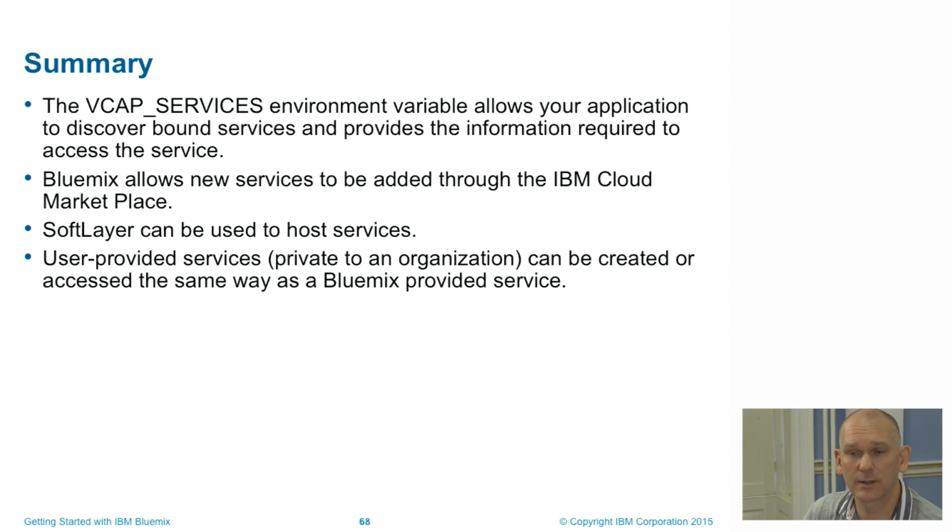So to wrap up Module 6, we've seen how an application can consume a service by having the service bound to it. And once bound, the application can look at the JSON document in the VCAP_SERVICES environment variable to access that service. We've looked at how you can create a private service, where you can create almost a proxy service to link to an external service, but have the application think it's a local Bluemix service. We've also then looked at how you can take your service into the Bluemix catalog by using the IBM Cloud Marketplace.